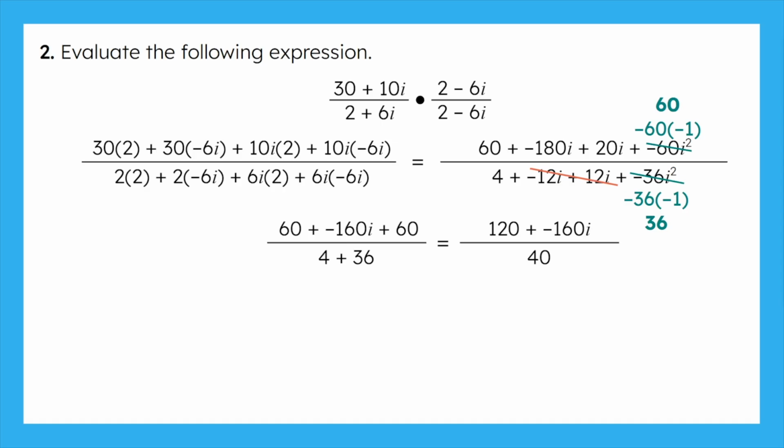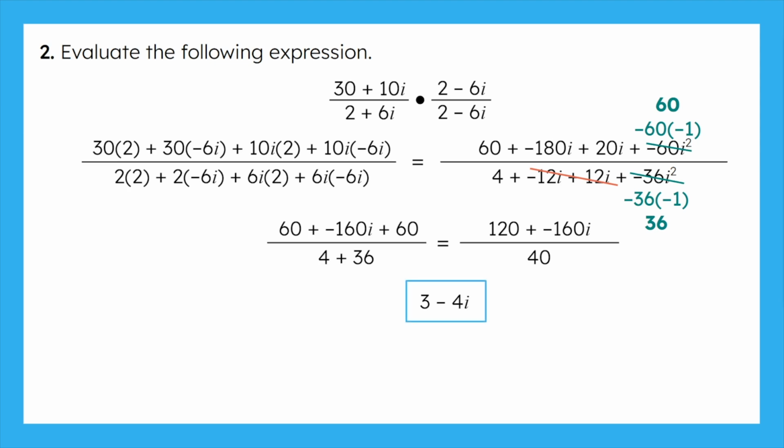Now that our denominator is a real number, our final step is to divide the numerator by it. 120 divided by 40 equals 3, and negative 160i divided by 40 equals negative 4i. Our final answer is 3 minus 4i.